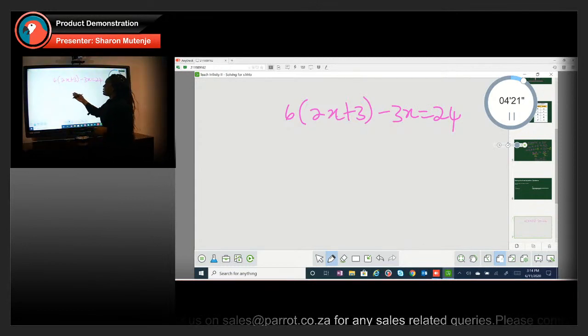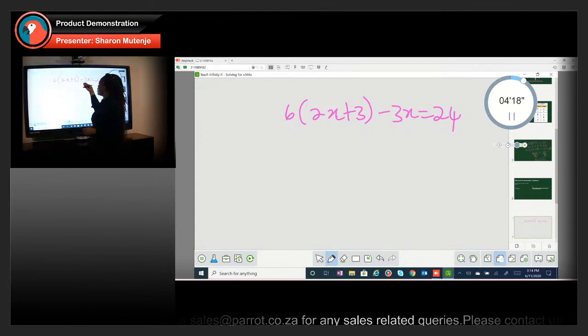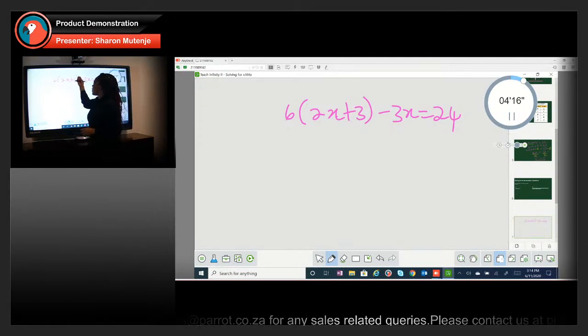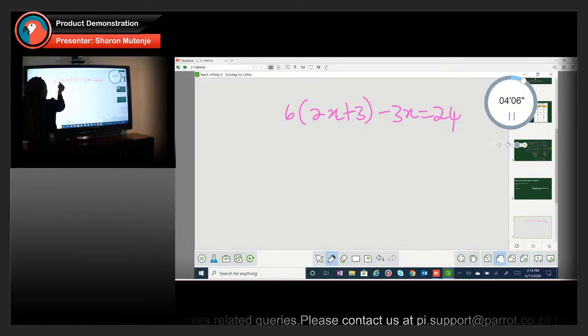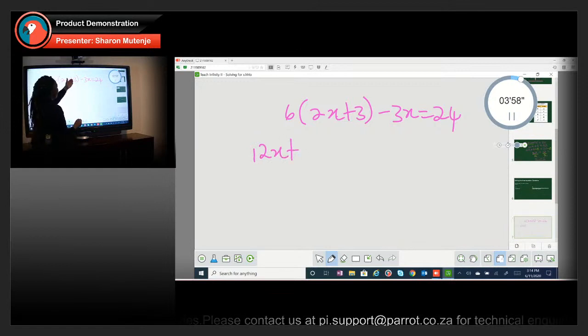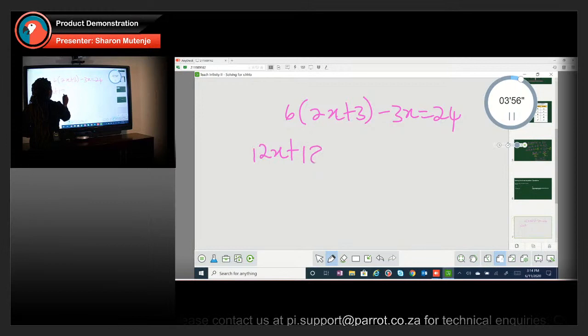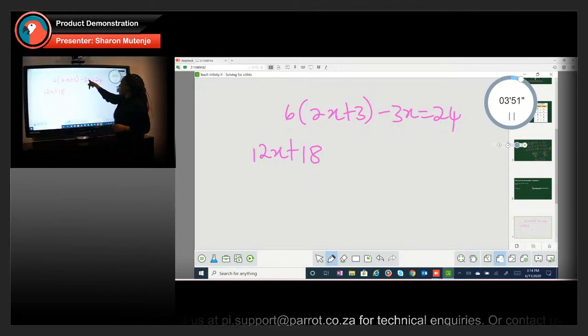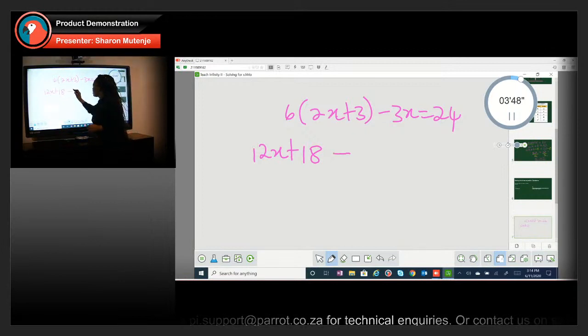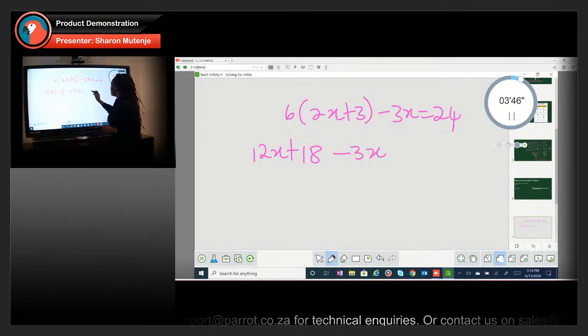Right. So you can see that here we are going to apply first bracket off. So here you can see 6 is being multiplied to this particular expression 2x plus 3. So what you're now going to do is you're going to multiply 6 by 2x, which gives us what? 12x. And then 6 by 3, it gives us 18. And then that particular expression, you're going to subtract minus 3x is equals to 24.